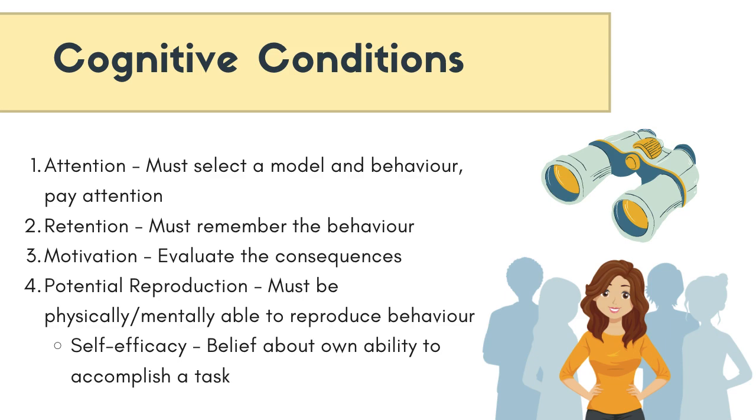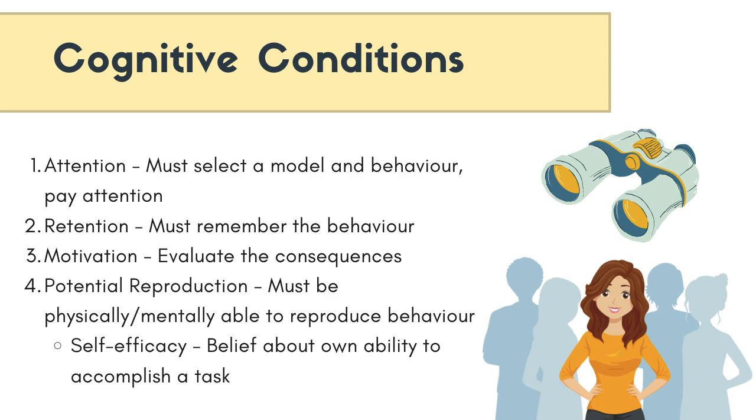Third, we must have the motivation to learn that behavior. And motivation, according to this theory, is based on consequences. If we see our model being rewarded for their behavior, then we may have higher motivation to learn that behavior. But if we see them having negative consequences for engaging in that behavior or being punished for that behavior, we are likely to interpret that as not being beneficial for ourselves and hence will not be motivated to engage in that behavior or will have lesser motivation to engage in that behavior and learn that behavior.